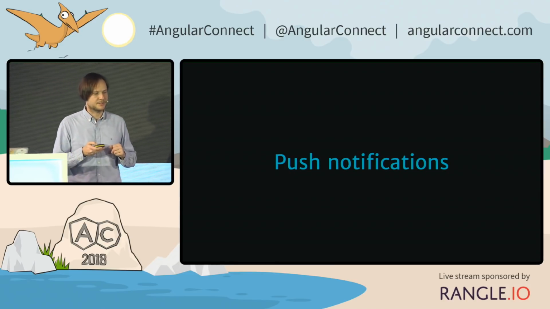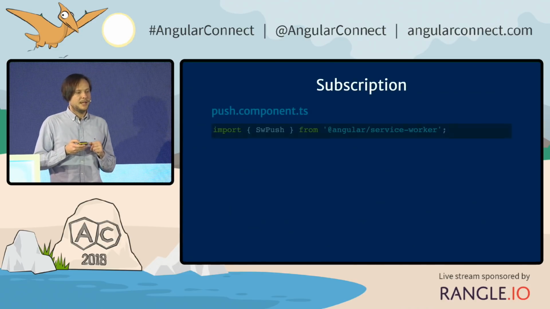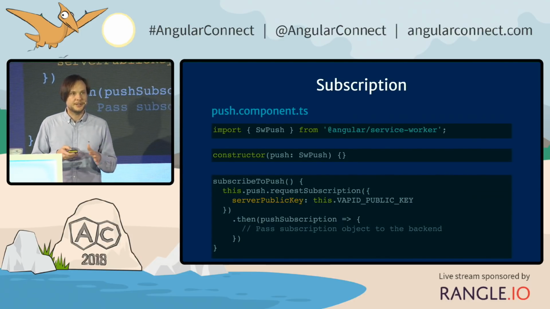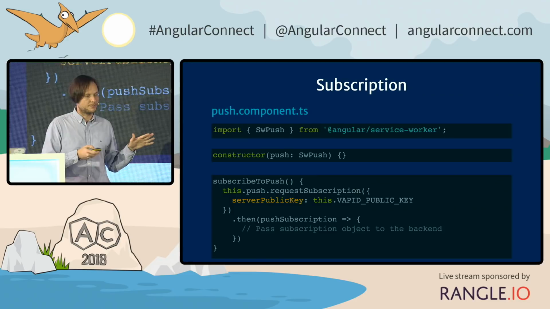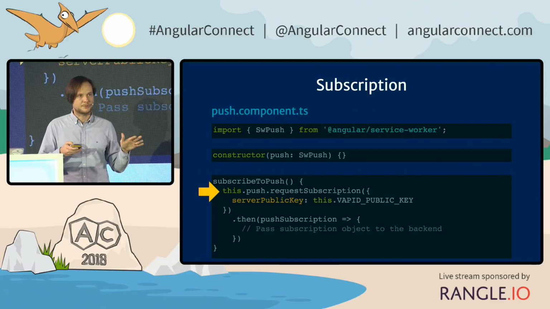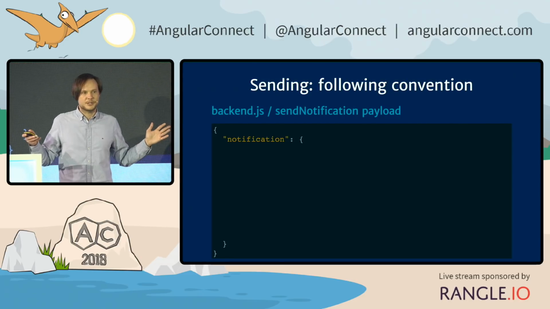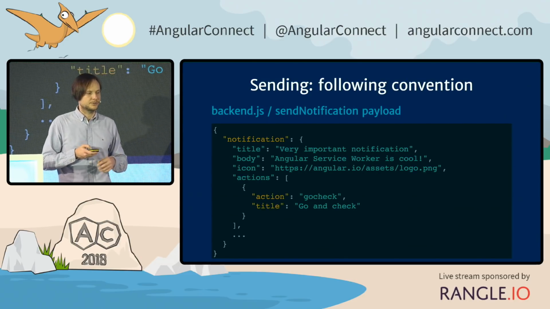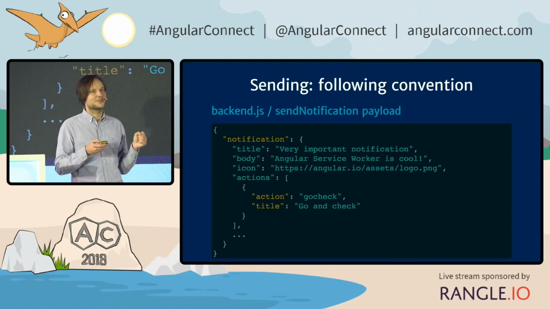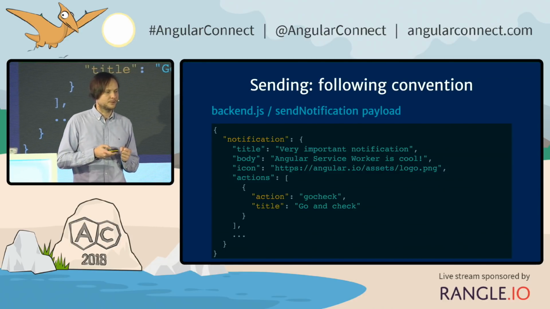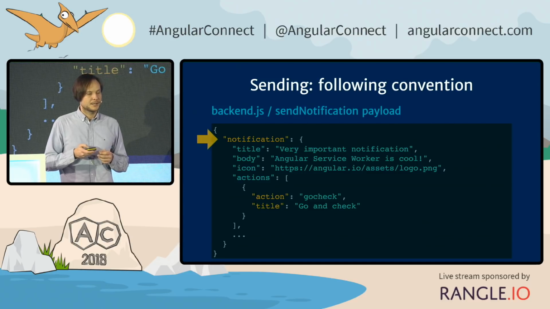Push notifications, very briefly. Angular Service Worker gives us the possibility to register for them using the Angular approach. Again, it's about subscription. For sending, we have to do nothing. We just have to follow a simple convention called the notification property. In our backend, we have to wrap the data in a special field called notification, and that's it.